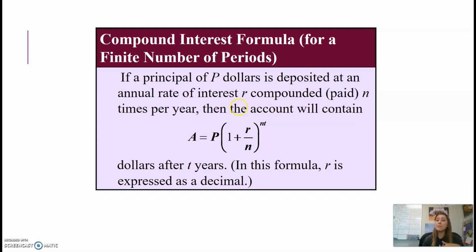N is the number of times that are compounded per year. So if it's annually, that'd be 1 time. Semi-annually, which would mean every 6 months, so 2 times a year. Quarterly, 4 times. Monthly, 12. Daily could be 365. So it could be any amount of time. So make sure you understand that N is the number of times compounded per year, and then T is time, T in years. So make sure you get this in, and we're going to talk about how to use that.